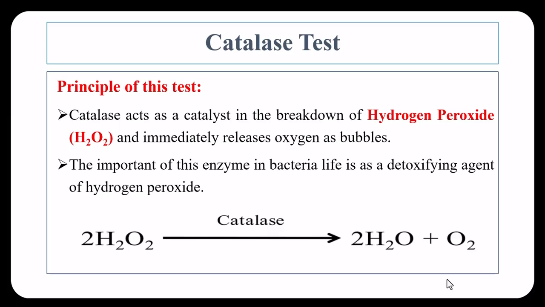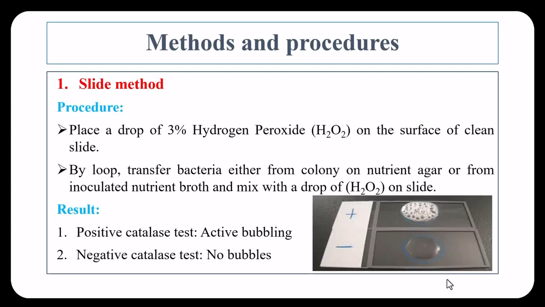When we mix the colony of the bacteria with hydrogen peroxide, the procedure of this test can be done by many methods, slide method or tube method. In the slide method, the procedure includes, first we put 1 drop of 3% hydrogen peroxide on a clean slide, then use the loop to transfer the bacteria from the fresh culture. Mix the colony of the bacteria with the 1 drop of the 3% hydrogen peroxide.